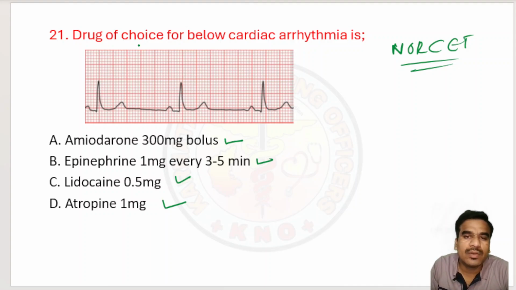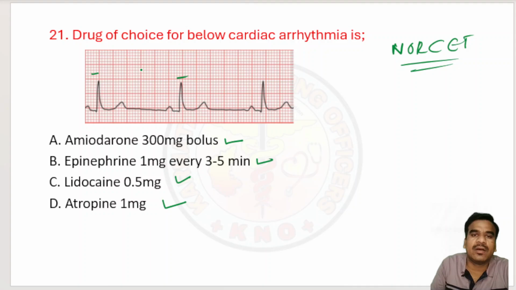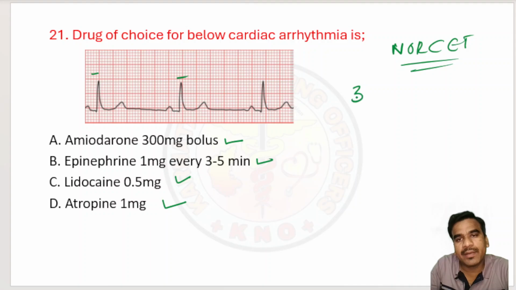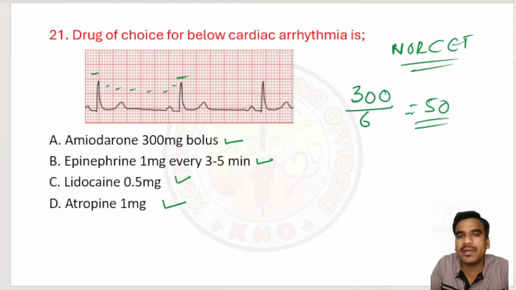So here we will see the big picture. Here we can see these RR intervals. We have to calculate the heart rate from the RR interval. The abnormality we can see here is bradycardia. How to calculate this? I will show you. 300 divided by the number of large boxes between the two RR intervals. So 1, 2, 3, 4, 5, then 6. 300 by 6 is equal to 50. So here the heart rate is 50.